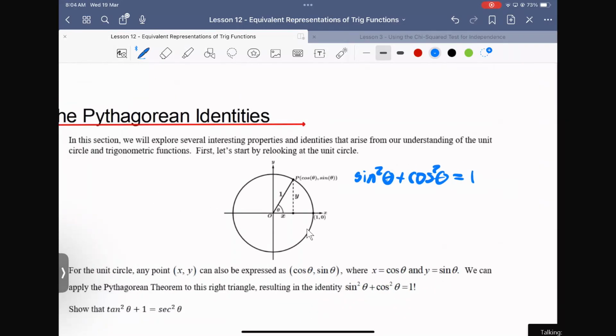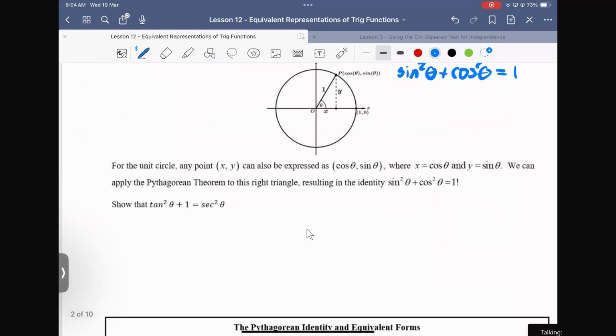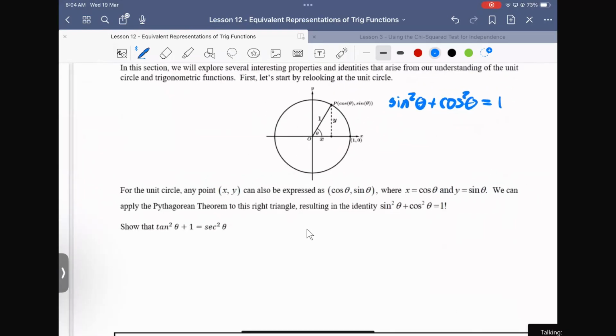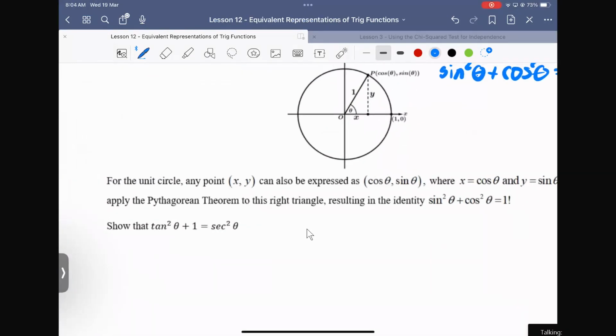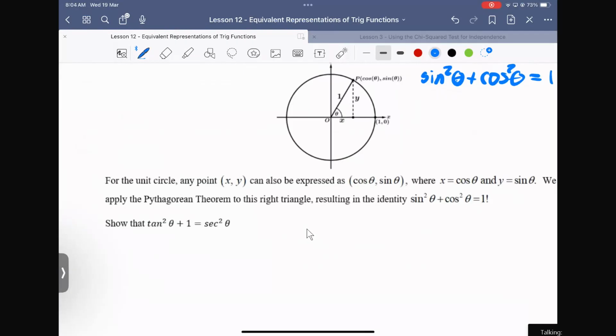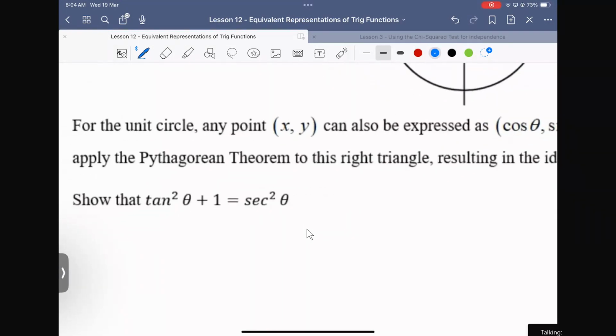First and foremost, you memorize this one. It's fairly straightforward and easy to remember, because if you understand the unit circle, and hopefully you understand Pythagoras' theorem, it's very straightforward. We can use that to make some alternatives. So our first alternative, we're going to use that formula to show that tan squared theta plus 1 is sec squared theta.